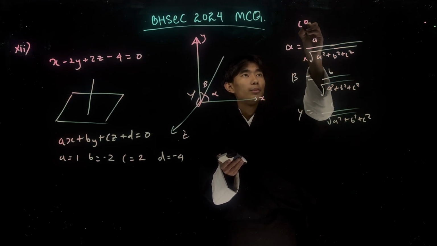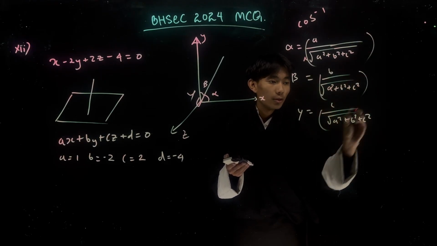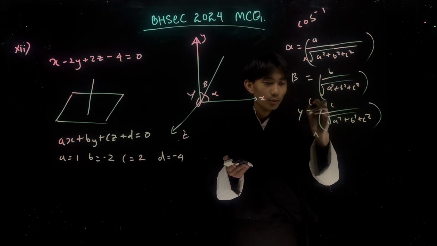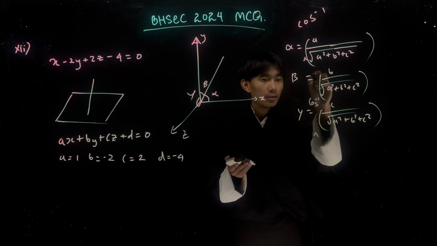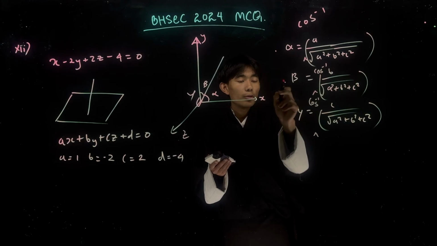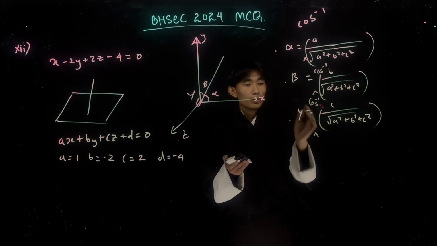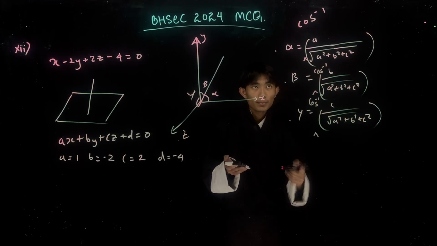Sorry, I forgot to include cos inverse. So there's cos inverse over here in all three equations, so don't forget to include this. Because we have cos alpha over here, cos beta over here, cos gamma will be equal to this equation. So if we take this to the other side, that will be cos inverse of this equation.